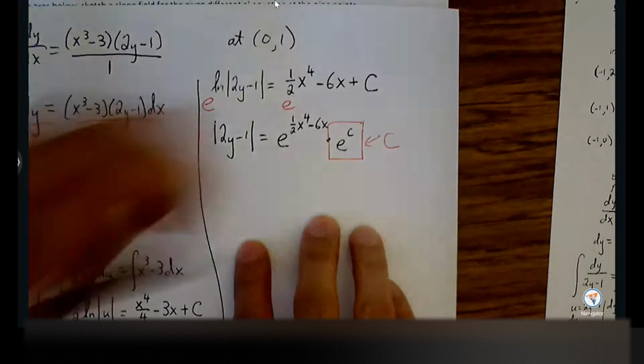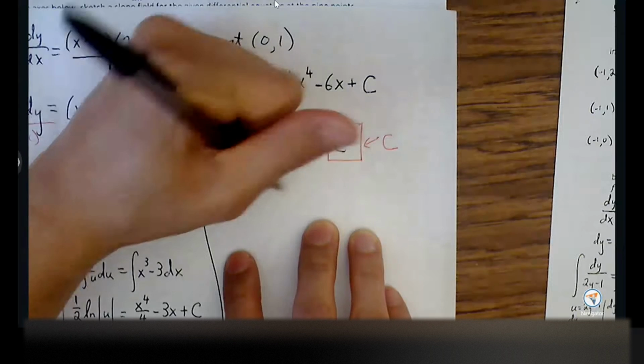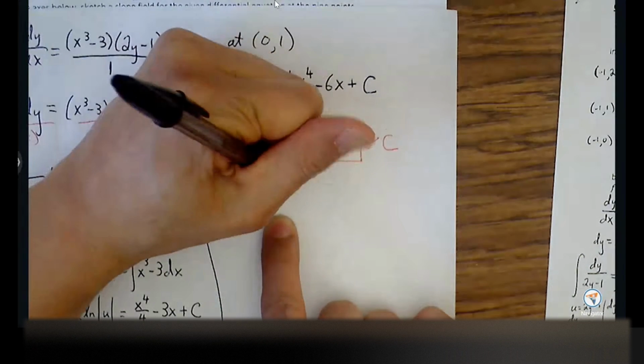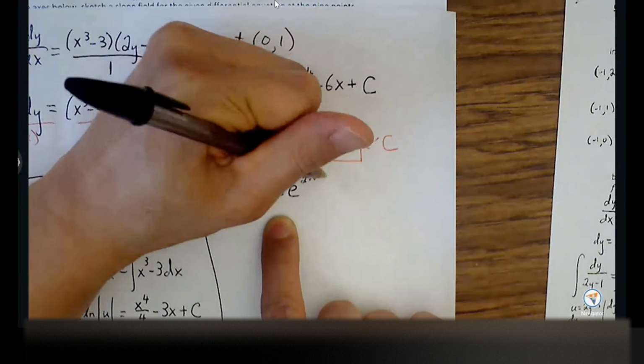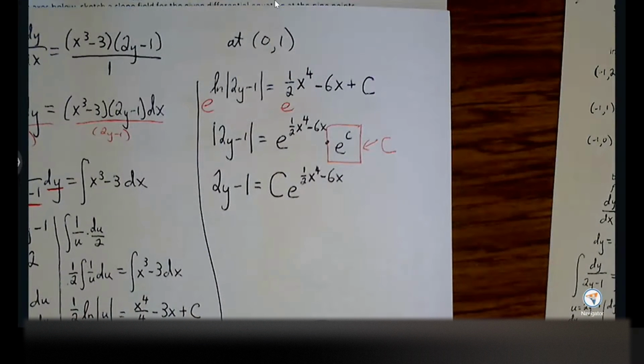So I'm going to skip a couple of things here and just jump to this 2y minus 1 is equal to plus or minus c, but I'll just let that c take all that in. Kind of absorb all the plus or minus there. All right, good so far?